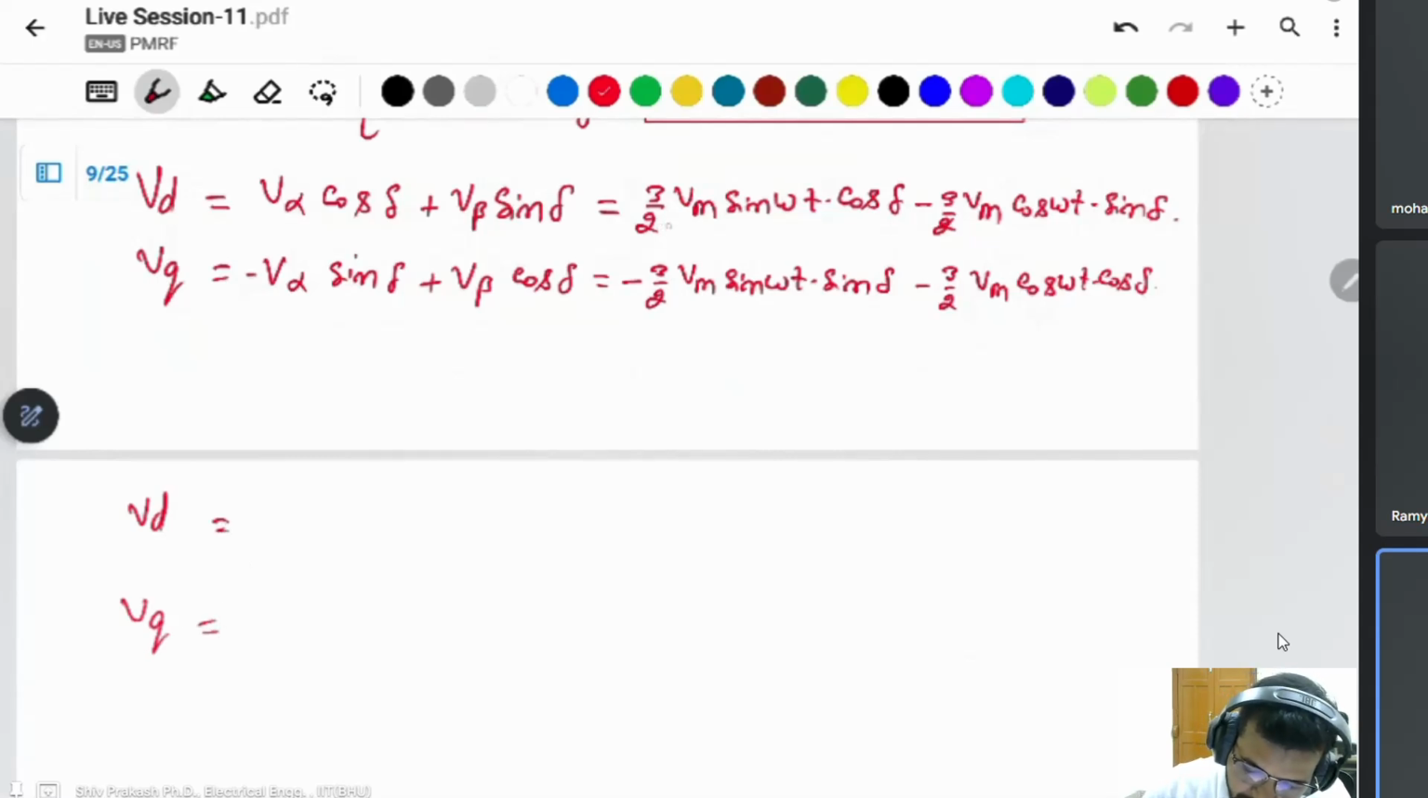Beta, you can take 3 by 2 Vm common from both. Then what is the remaining? Sin A cos B minus cos A sin B. It means sin(A minus B).